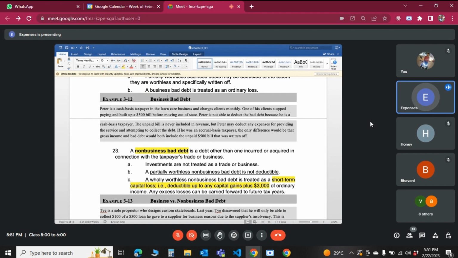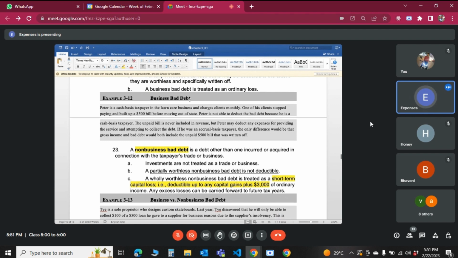But that's not the case in business bad debt. As long as there is a reasonable probability that we cannot recover this amount, we'll take that as a bad debt. It's quite possible after a few years, we get this money back. At that point of time, you need to make sure it gets added as an income.